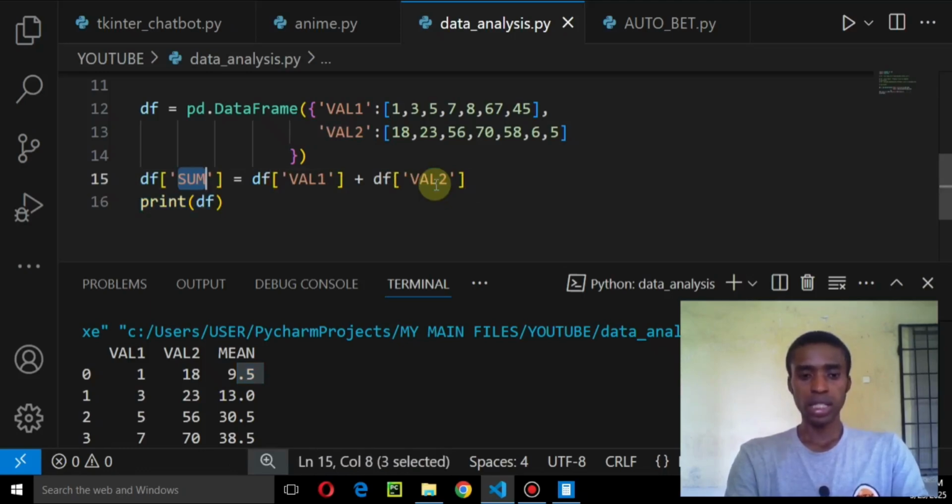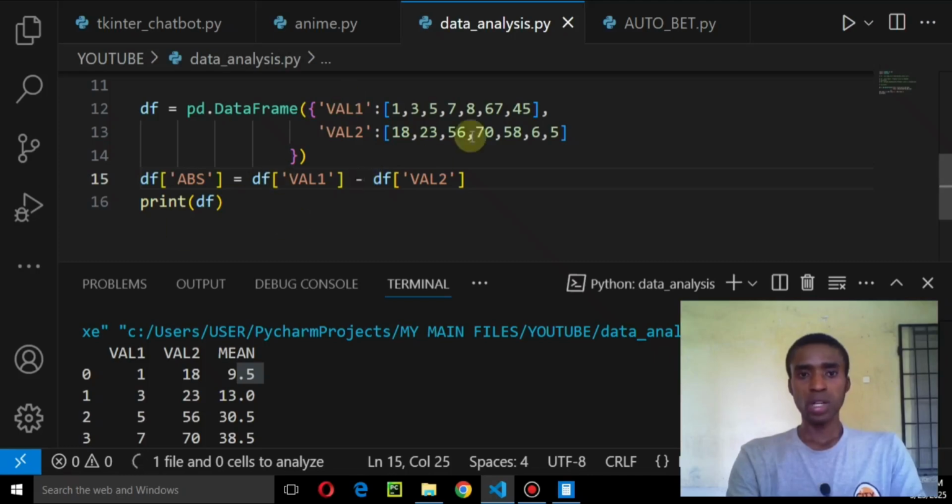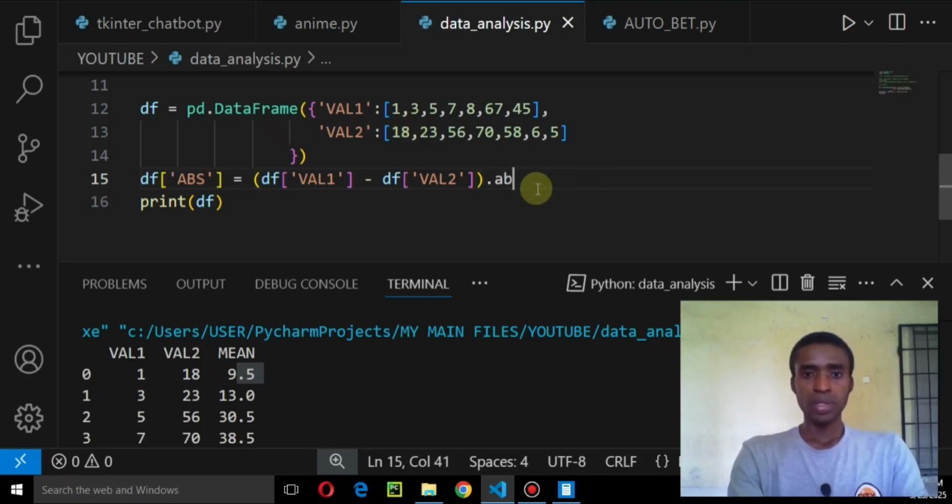This is what we had earlier, so I'm going to rename this to ABS. Since these two columns, we are going to subtract both of them. After the subtraction is done, let me enclose them inside quotes in a list, and then I'm going to do dot abs. Just as simple as that. This stands for absolute.